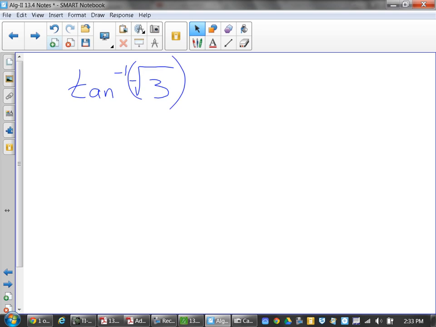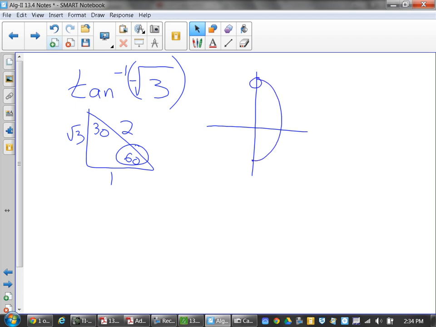Inverse tangent of negative root 3. So it's going to be negative root 3 over 1. Correct. What triangle? It's this 30, 60, 90, because it's got the root 3. Which of those angles will give you a tangent value of root 3 over 1? 60. So I know that's got to be the 60-degree angle, remembering that tangent goes between first and fourth.